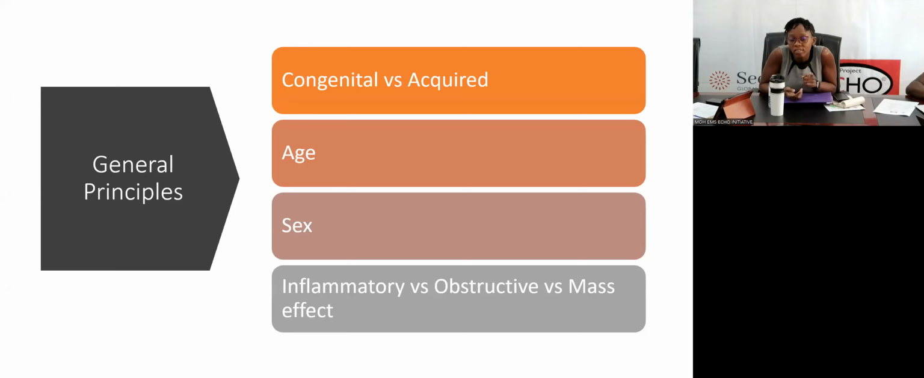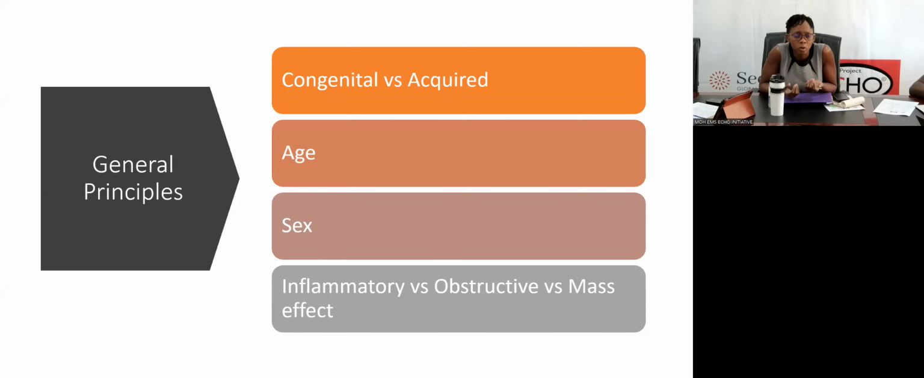This is also important because it will guide the investigations that you want to ask for. Let me give an example. Congenital intestinal obstruction includes things like anorectal malformation and neonatal hernias, as opposed to acquired ones, where you have pyloric stenosis and intussusception. Things like Hirschsprung disease might cut across. It's congenital, but it can present later in life. It won't present in the first few days.